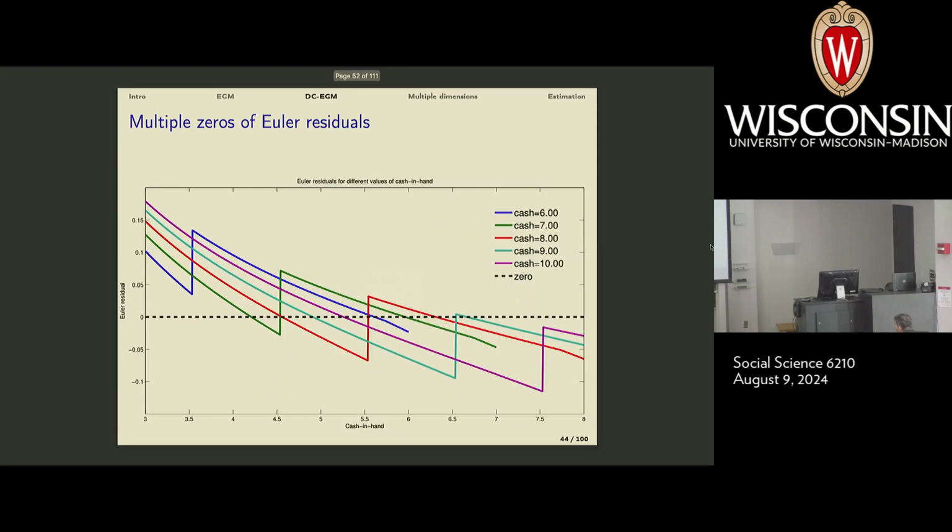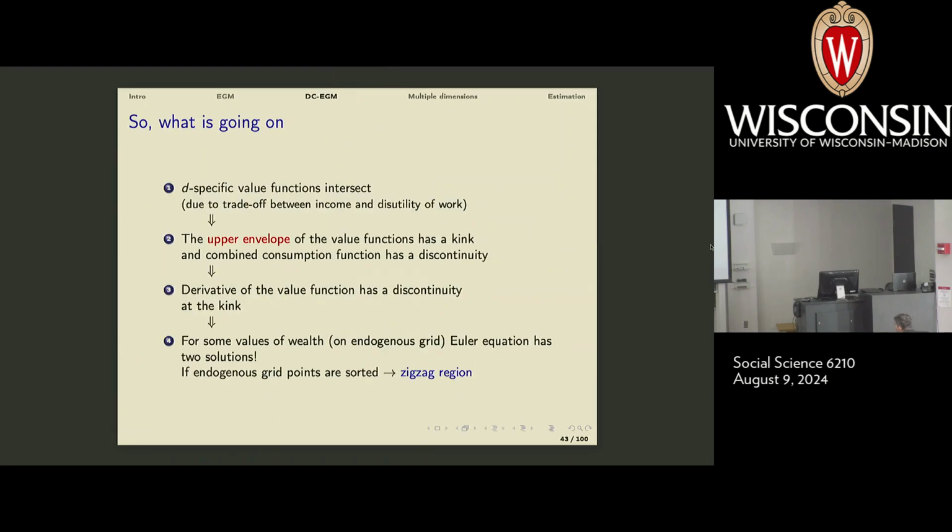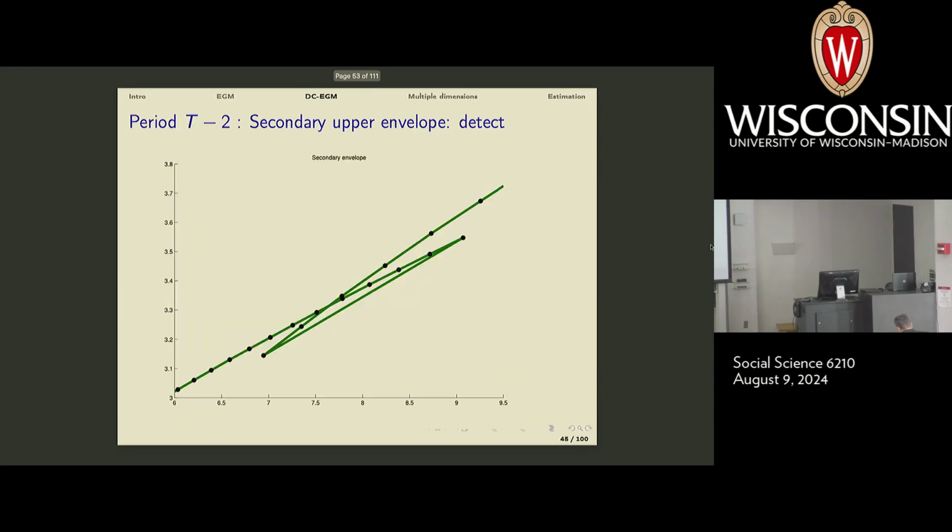Okay, any questions to that? So just let's go through it once again. The D-specific value functions intersect. That creates, due to the trade-offs, the upper envelope that has the kink in T+1, and the derivative of the value function has a discontinuity at that kink, and that discontinuity in the derivative translates to the Euler equation, which now has 2 solutions, and you get this, what we call a secondary kink in the value function.